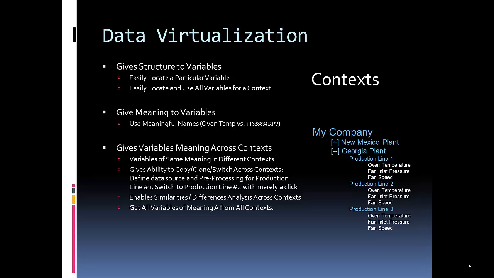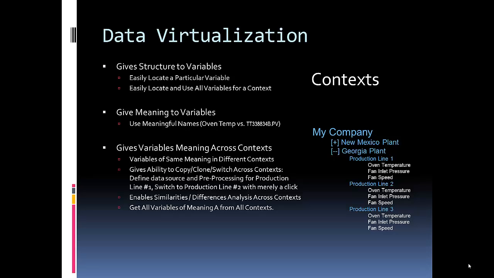So that enables you to locate a particular variable quite easily. If you wanted the oven temperature for production line 1 in the Georgia plant, you know right where to go look for it. It also enables you to easily locate and use all variables for a context. If you want to find all information about production line 1, you can just go to it, and there they are.